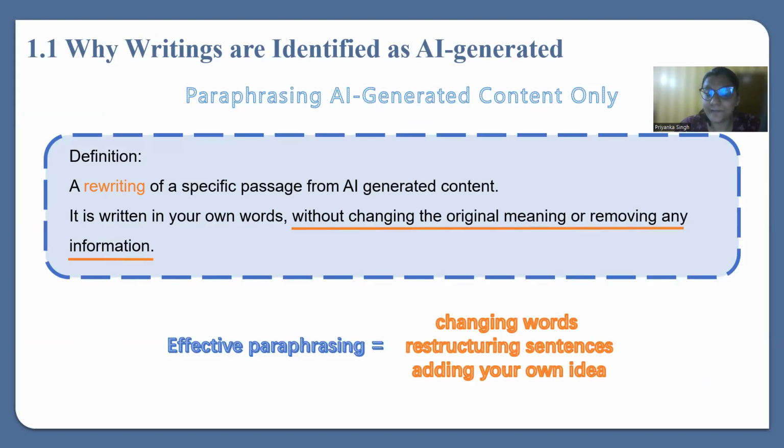Moving on to paraphrasing AI-generated content. Here is a definition of it. Simply rewording AI text without adding your insights can still be detected. Effective paraphrasing means changing words, restructuring sentences, and adding your own ideas.